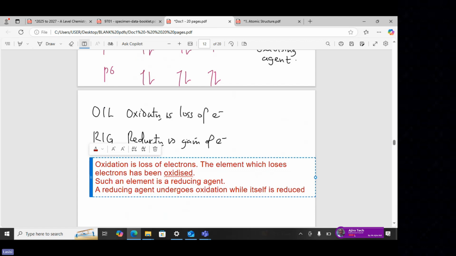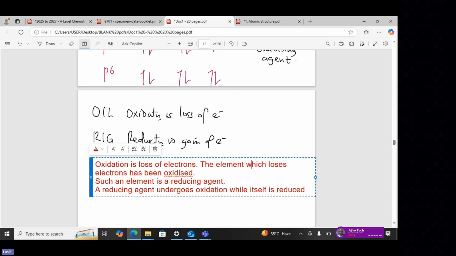It's like saying a warrior who fights in a battle cannot be killed. He killed others because himself is a warrior. If somebody undergoes oxidation, it is not an oxidizing agent. It undergoes oxidation because it's a reducing agent. It undergoes reduction because it's an oxidizing agent.